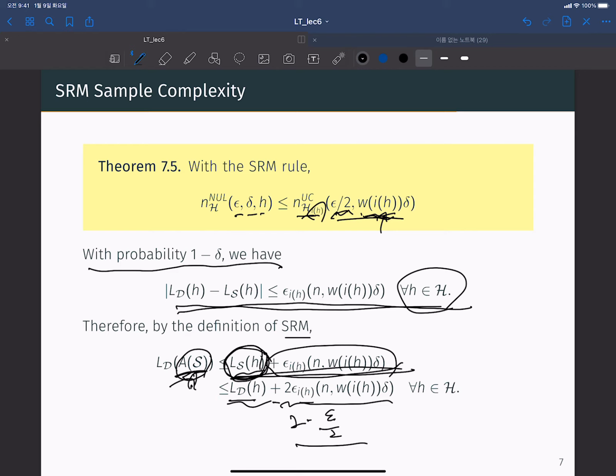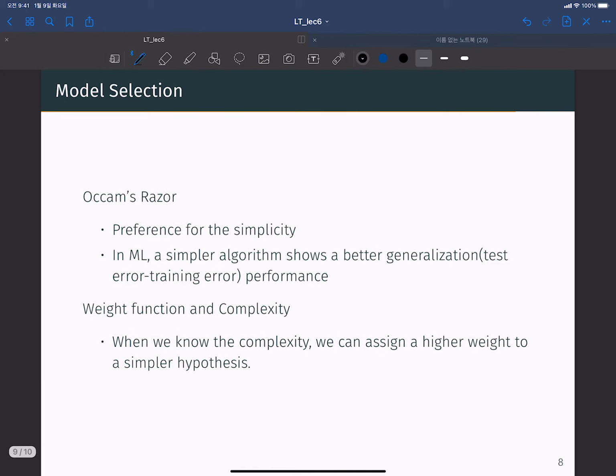So we have non-uniform learnability with this sample complexity. For model selection, we usually consider the Occam's razor argument: we prefer the simpler algorithm. In machine learning, a simpler algorithm shows better generalization, which is a common belief in the field.